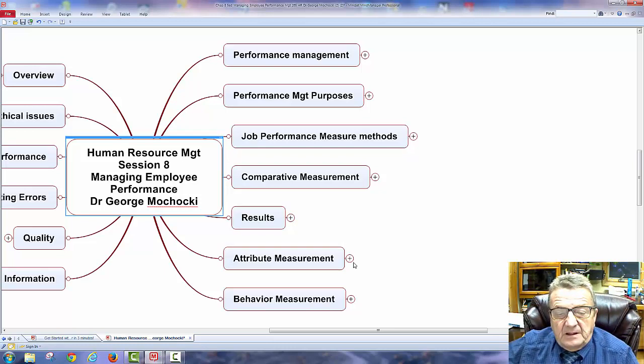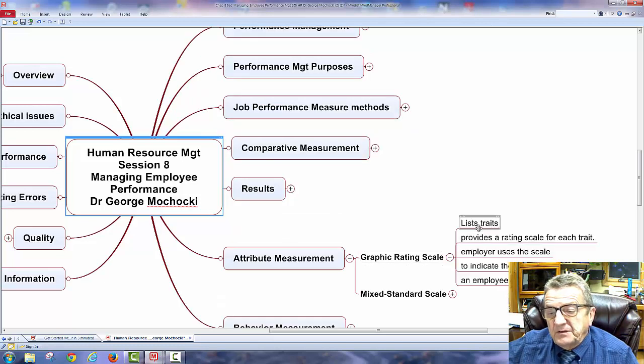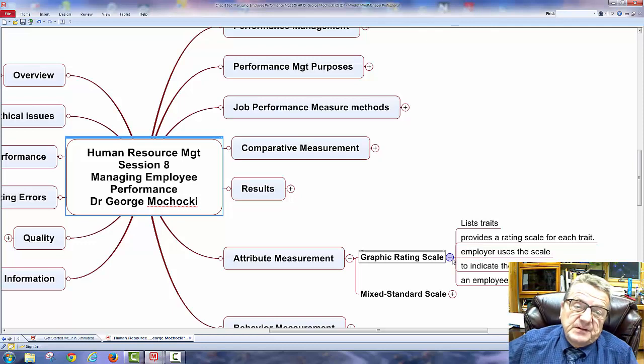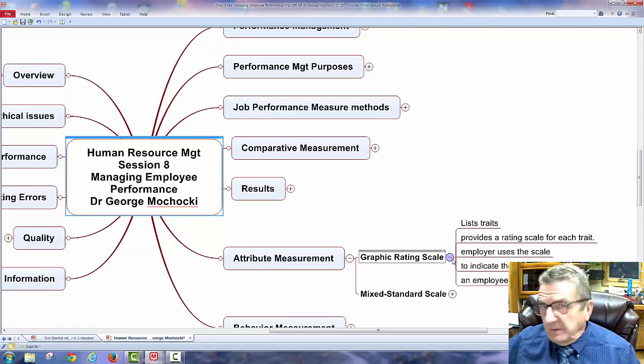Okay? Attribute measurements, looking at graphic scales, so a list of traits, providing traits. This is good for things like team building, subjective kinds of employee evaluations that use some kind of scale. How do you communicate with other employees? Even though it's subjective, you still have to have some kind of examples. Because if I say you're not a team player, you don't communicate, what do you mean? I'm a good communicator.